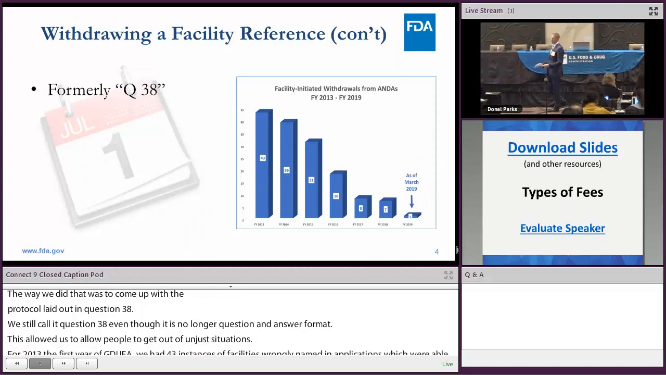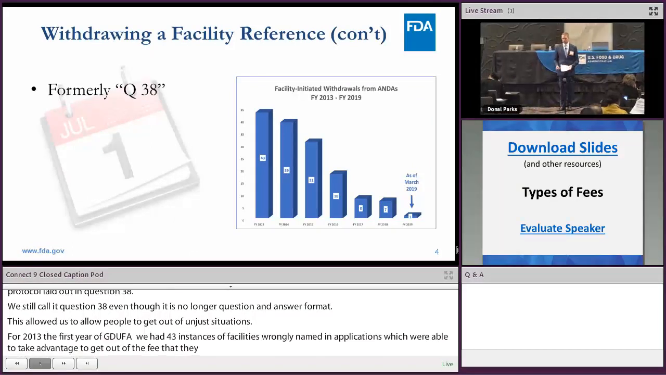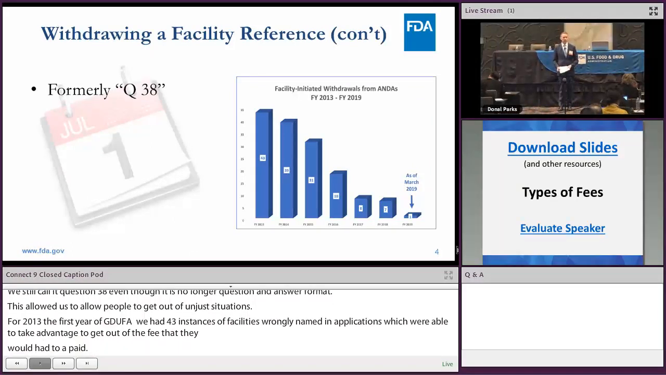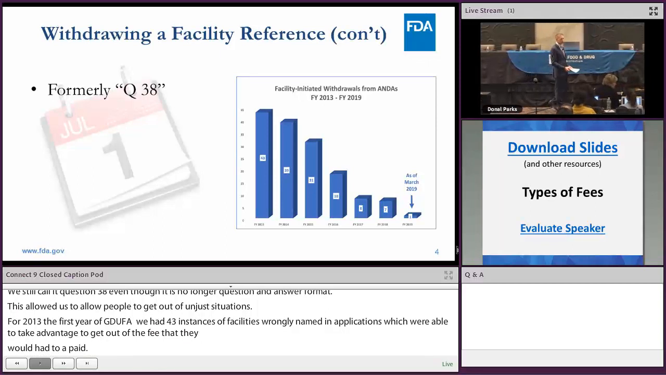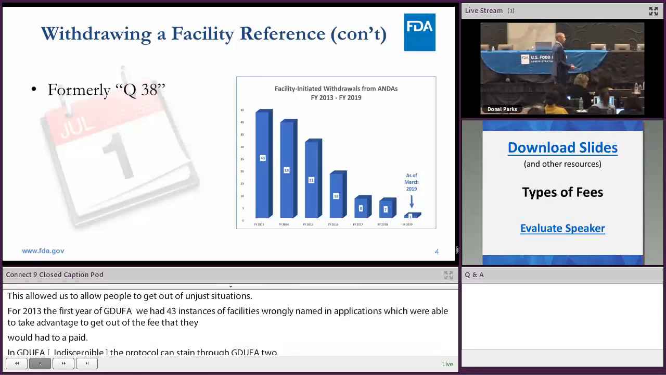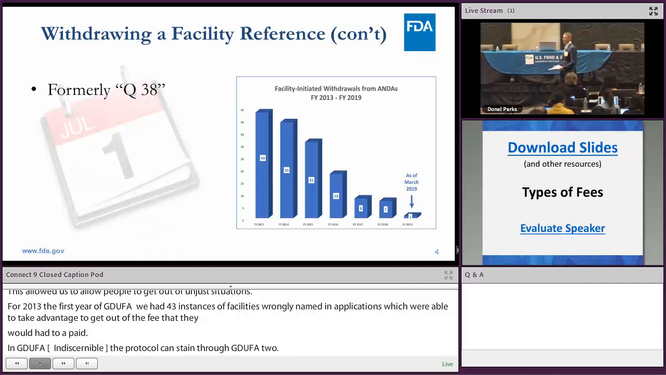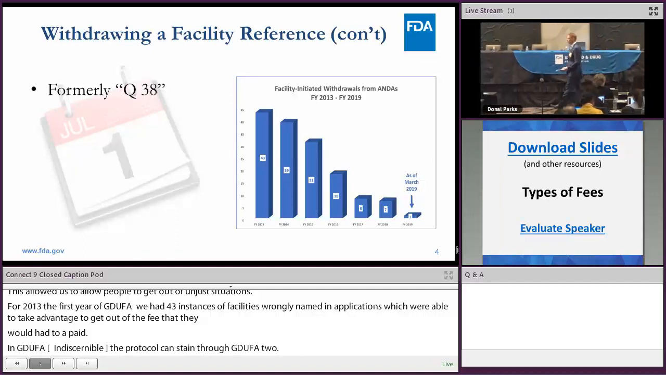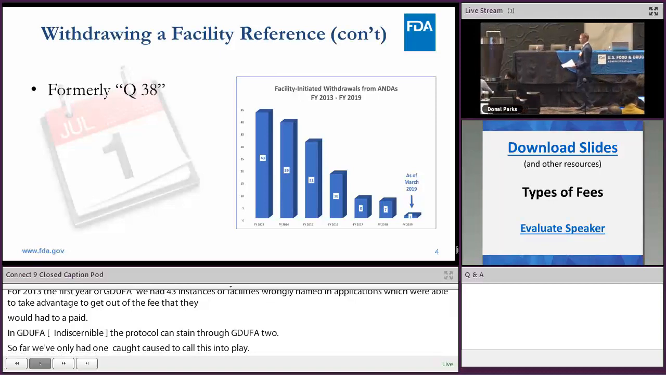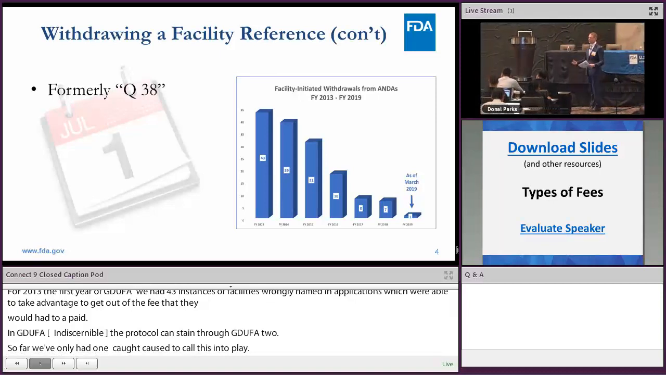So the protocol sustained through GDUFA 2. In the first year of GDUFA 2, we had 7 cases of it, but they've been dropping. And this year, so far, we've only had 1 case where this has been called into play. Now, because this has been a diminishing problem, because people have learned how to get out of these things, because situations that might have existed in pre-GDUFA times were resolved through GDUFA 1, we've gotten less comfortable as an agency with having this mechanism in place to adjust an ANDA by someone other than the ANDA sponsor.